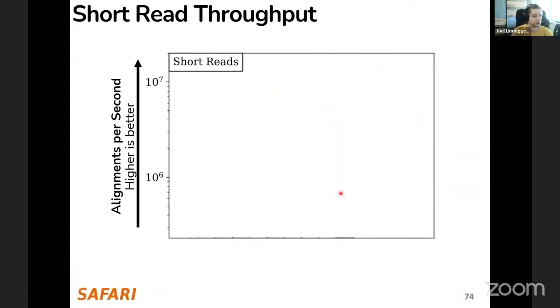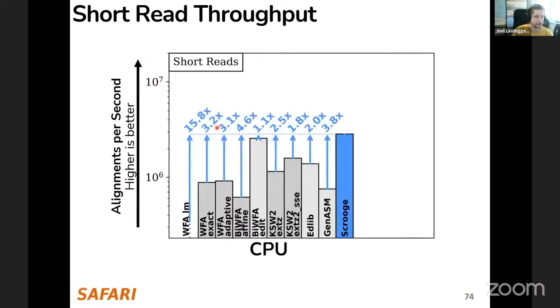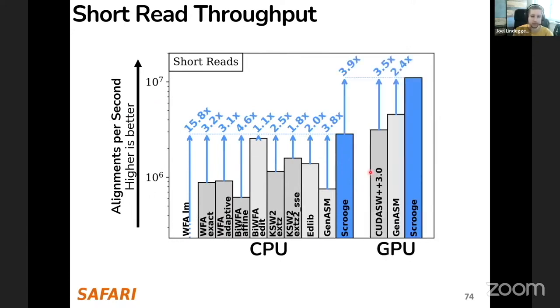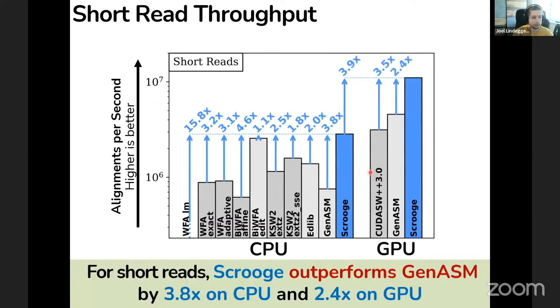On short reads, we again plot alignments per second on the y-axis, higher is better. And the CPU throughput is again best for Scrooge. It outperforms all baselines. Same thing on GPU again. In particular, Scrooge outperforms GenASM by 3.8x on CPU and 2.4x on GPU.